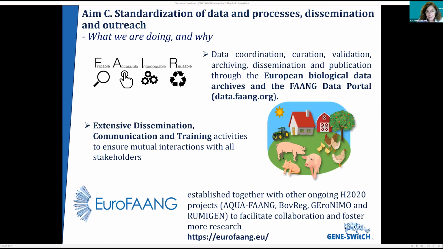And aim C is a quite rich pillar of the project as well. It's about standardization of data and processes, dissemination and outreach. We work in a FAIR way, for findable, accessible, interoperable, and reusable data, for coordination, curation, validation, archiving, and so on, together with the European Biological Archives, and of course the FANG data portal, which is our main data portal for the data.